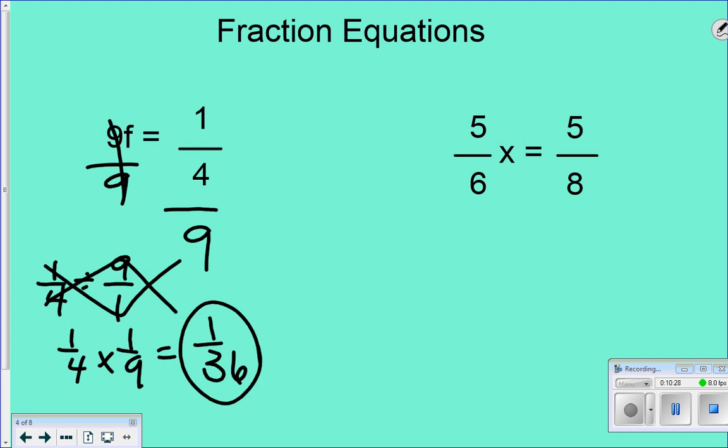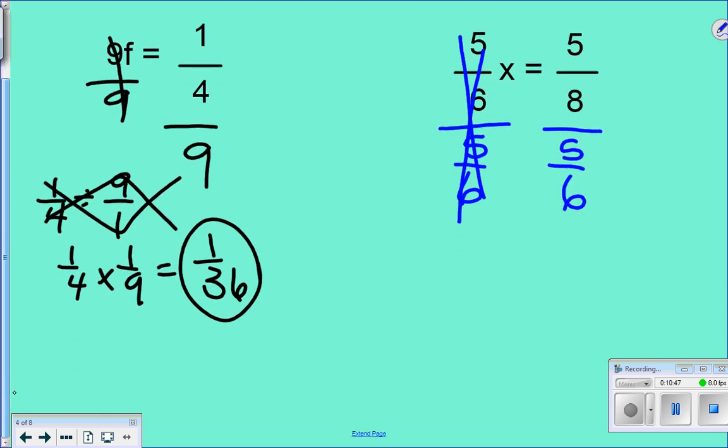Fine. Okay. Let's do this one together, and then I'll let you do one by yourself. So first thing I'm going to do, it's 5/6 x equals 5/8. First thing I'm going to do is divide by 5/6 because that's the one with my variable. Do the same thing to this side. Just 5/8 divided by 5/6.